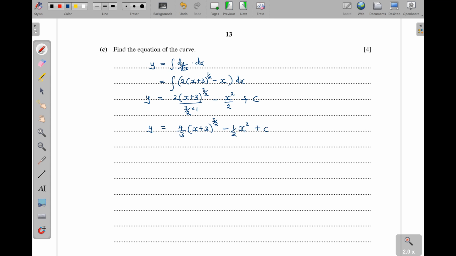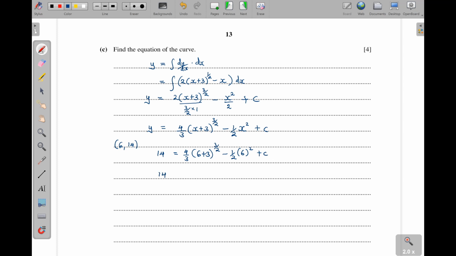So we need to get a point that is on this curve. If a point is on the curve, that means its coordinates satisfy the equation of that curve. And we have seen that the stationary point is on the curve. So that is (6, 14). So where there is y, we are going to put 14. And then this is 4 over 3, then here we shall put 6 plus 3, then 3 over 2, and then minus a half. This one here is going to be 6 squared, then plus c.